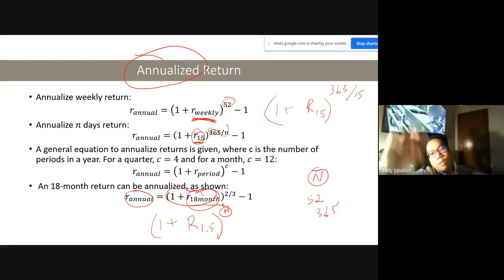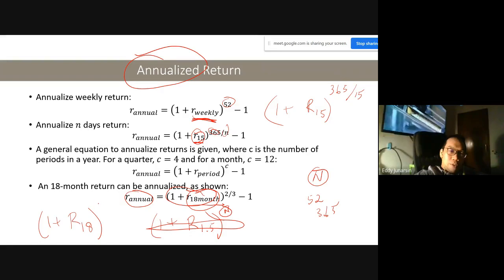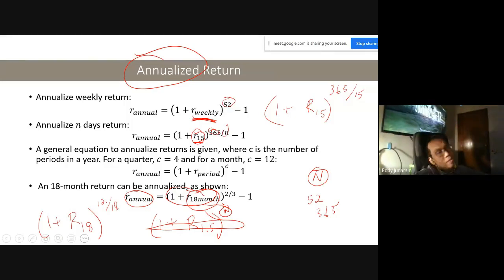You can do it in months if you want. So 1 plus the return in every 18 months, to the power of 12 months, since there are 12 months in a year, divided by the 18 that you are using, right? Return every 18 months. So 12/18 is 2/3. Easy, right?